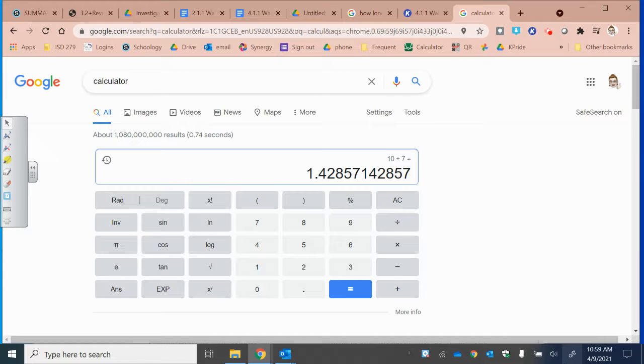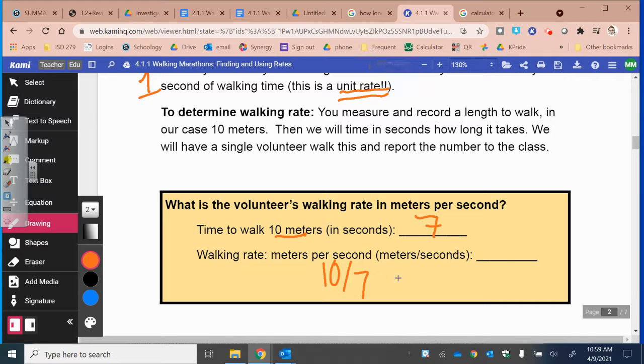Now, with this number, you don't have to write all of those digits. Let's just round it to the tenths place. So we're just going to call this 1.4 meters per second. So we're going to say 1.4 for our meters per second. If you want to write your units at the end of that, you could say 1.4 meters per second. I'm going to make that a little bit easier to see.